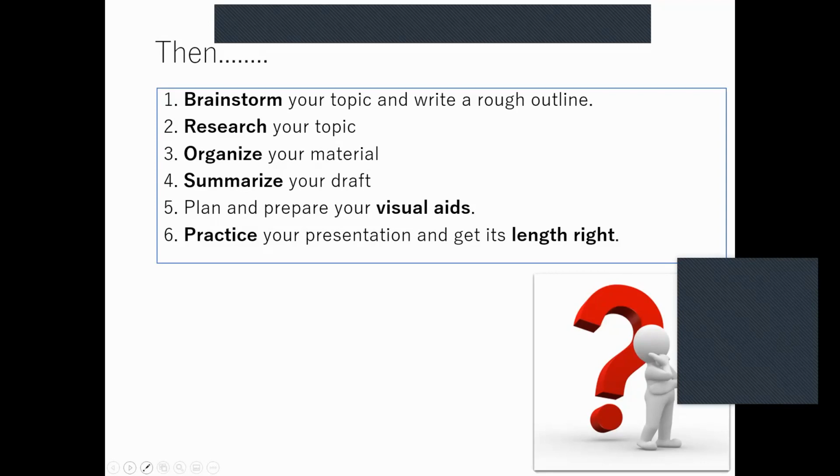And finally, practice your presentation and get its length right. I always say, practice makes a man perfect. I repeat, practice makes a man perfect. If you practice more and more, you will be perfect more and more. If you are a soccer player and you practice regularly, then you will be a more effective player at the end of the day. And if you practice your presentation many, many times, you will be an expert, skillful in your presentation. There is no alternative to practicing. So practice, practice, and practice. If you want to be perfect in presentation, you have to practice many times, not only 5 or 6 times. You have to practice like 10 times, 20 times, something like that.